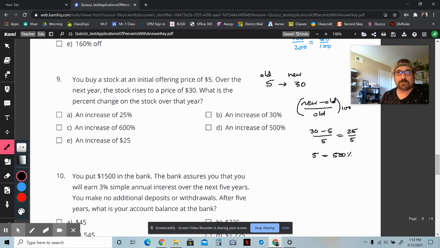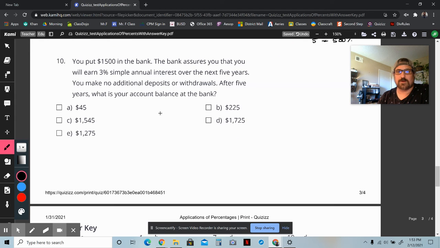It's not 30 over 5, which is 600%. It didn't increase by 600%. It increased by 500%, right? The amount that it changed was $25, not $30. It went from 5 to 30, right? If you try to figure out what percentage of 5 is 30, that's going to be 600%, but that's not what it asked. It asked what was the change in the percentage from the old to the new. Well, it started at 100% and it went to 600%. So what was the change? 500%. So it's an increase of 500%. That's the answer.